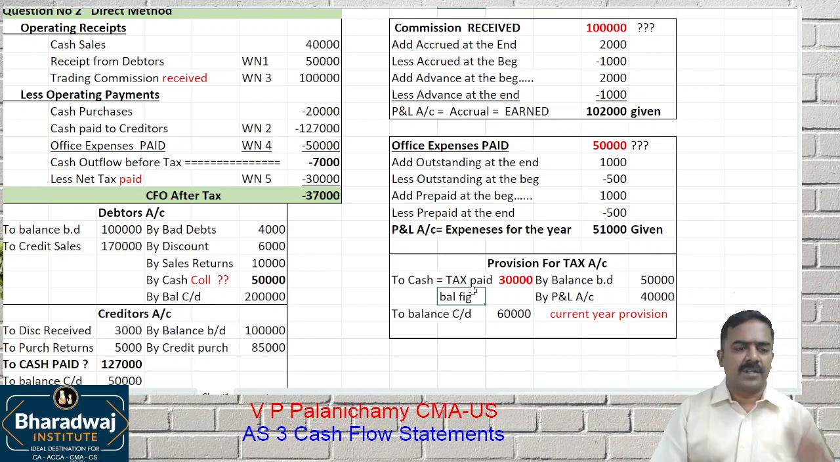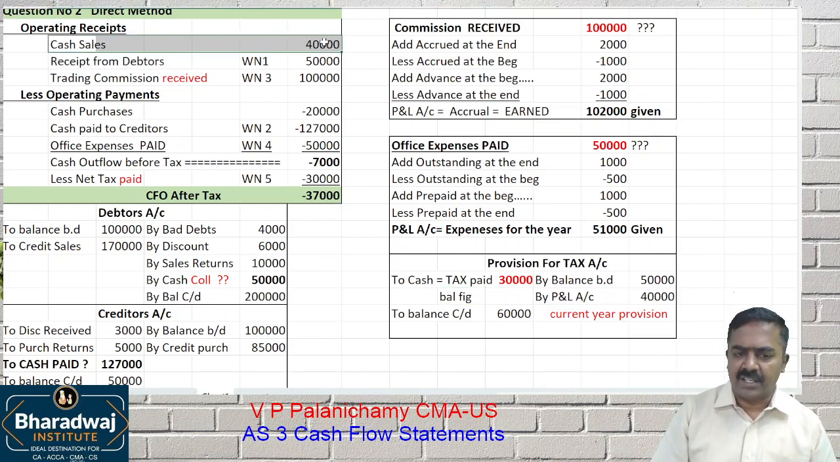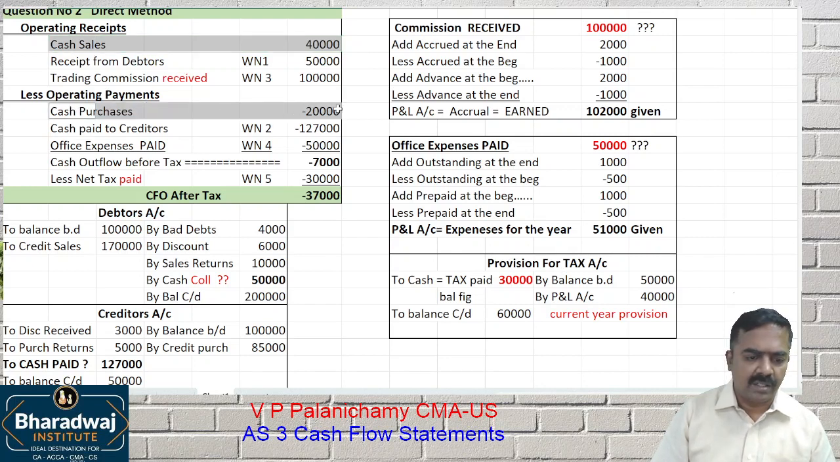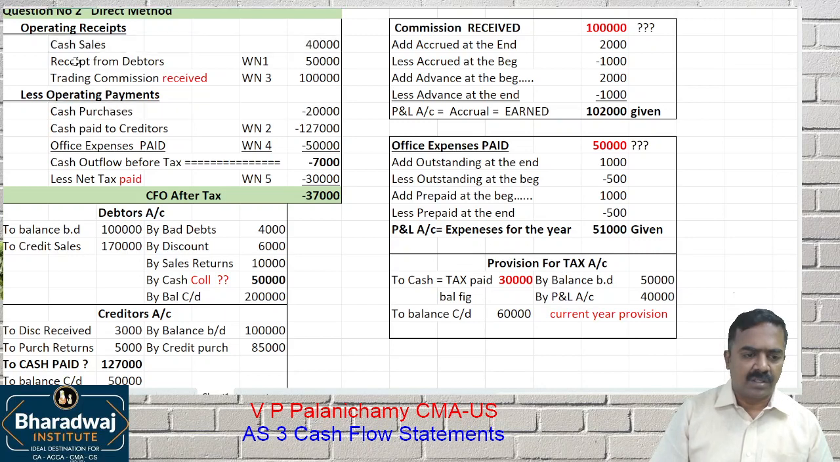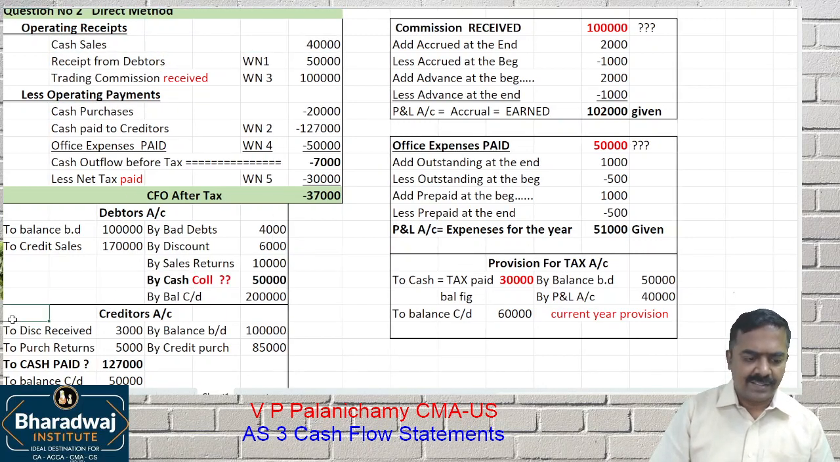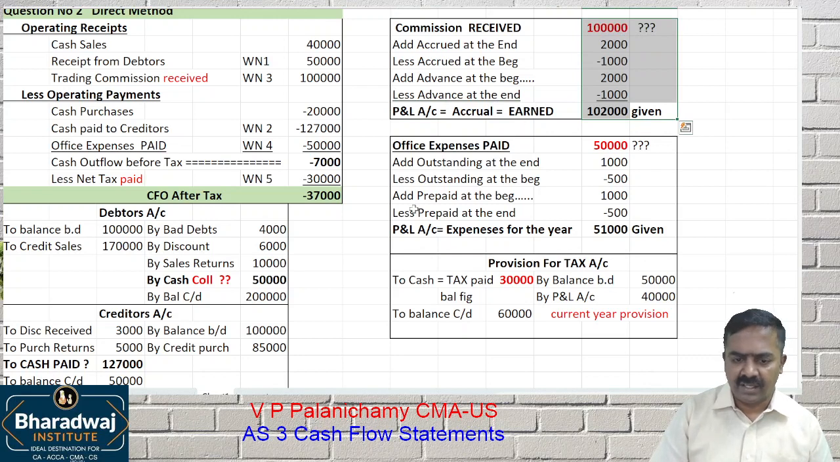I repeat the entire process in a minute. Pay attention. Cash sales already given: 40,000. Cash purchase already given: 20,000. Everything else we work out. Debtors account we prepared to find out cash collection. Creditors account we prepared to find out cash paid to creditors. Commission received we want; accrual is given to us, so we do reverse working. Then office expenses paid we want. Expenses for the year are given in the P&L account, so we do reverse working.